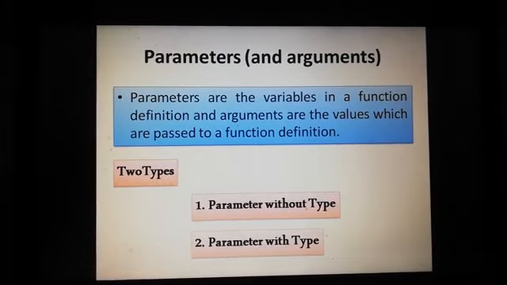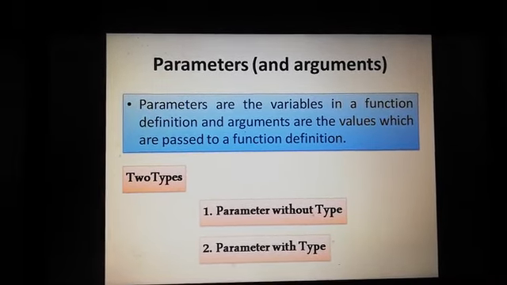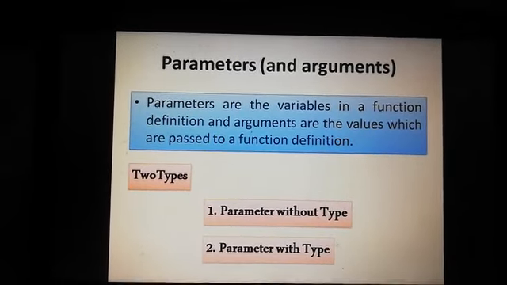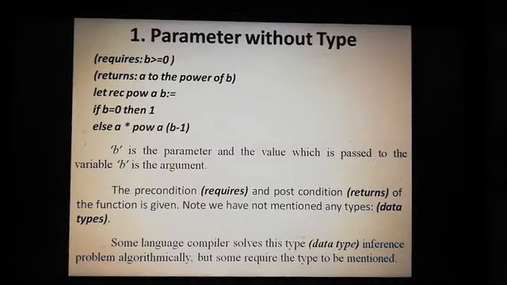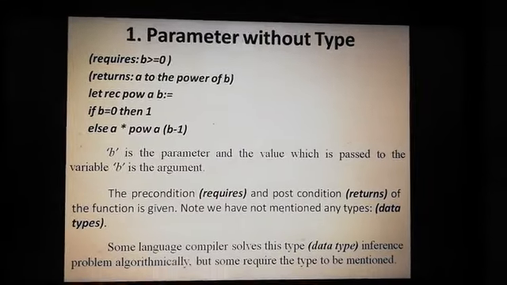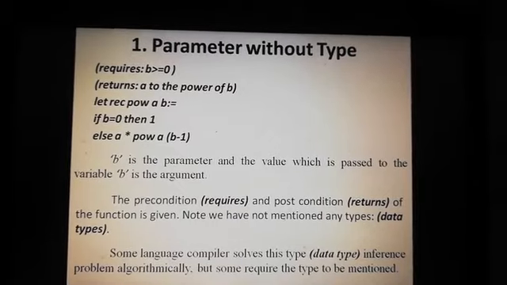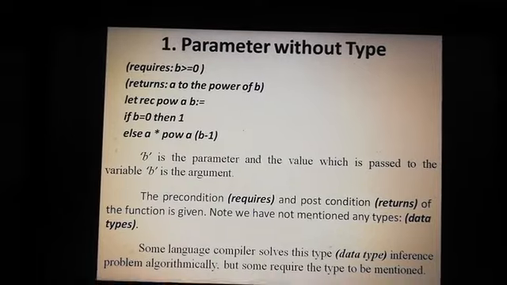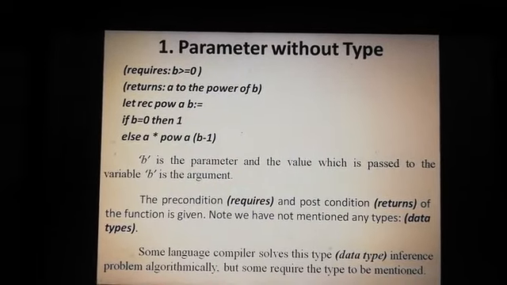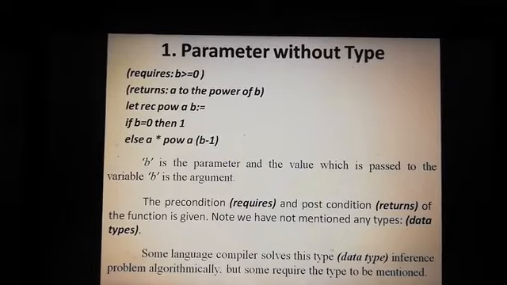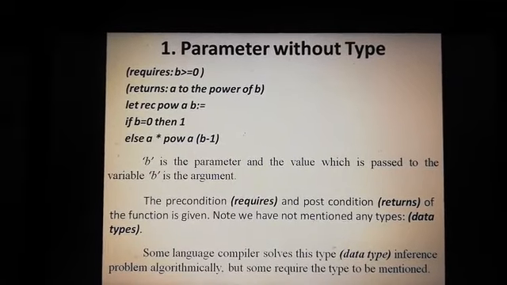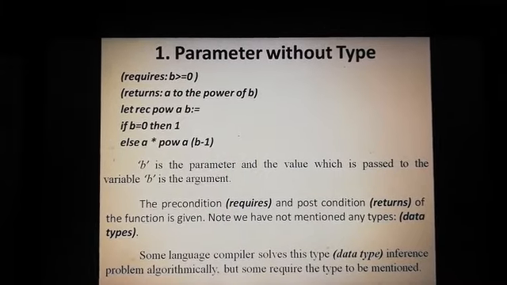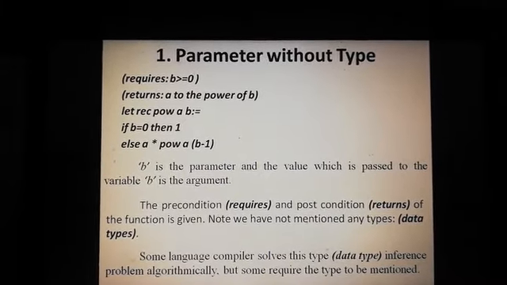Functions have two types: parameter without type and parameter with type. We use these two types in functions. First of all, parameter without type. Here, type means data type. Suppose we are using some arguments or parameters inside the program or function, and we do not mention any data type for that particular argument. In that case, it is called parameter without type.